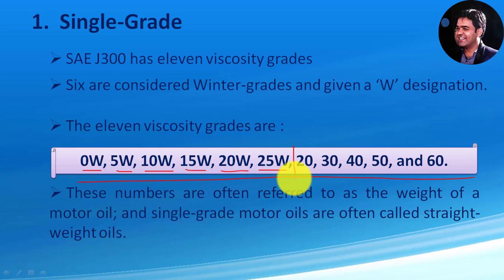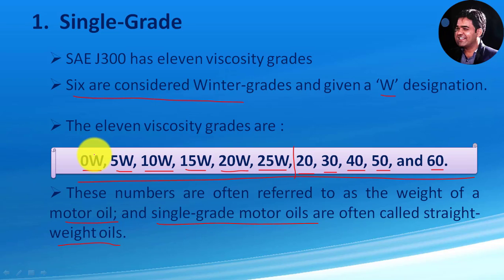Up to this, as I said, these 6 grades are winter grades. They are specified for the winter condition or the cold condition. Later on, 20, 30, 40, 50 and 60, these engine oil grades are single grade engine oils. They are not designated with the W, so you can consider they operate at a certain high range of temperature. These numbers are often referred to as the weight of the motor oil. Single grade motor oils are often called straight weight oils.